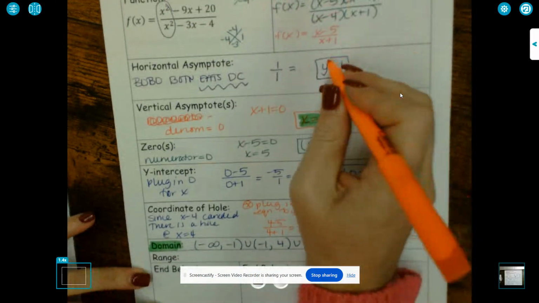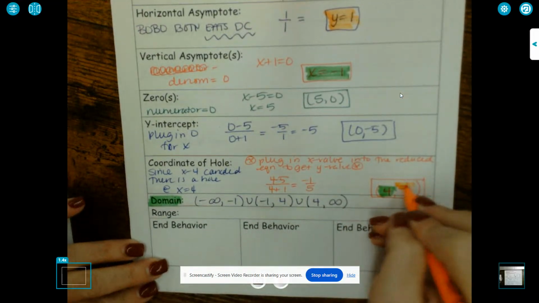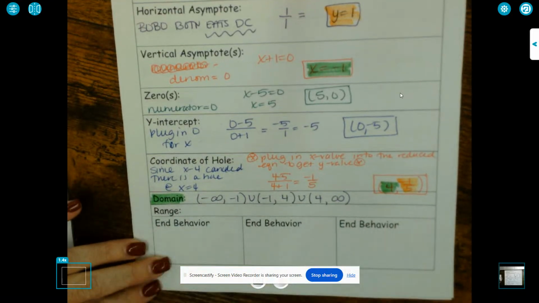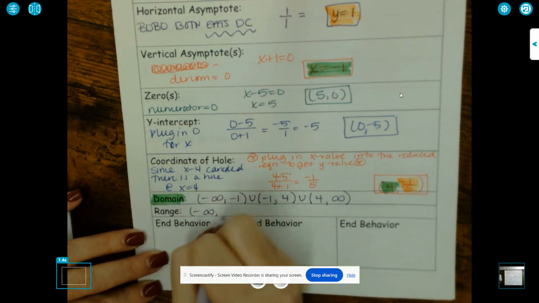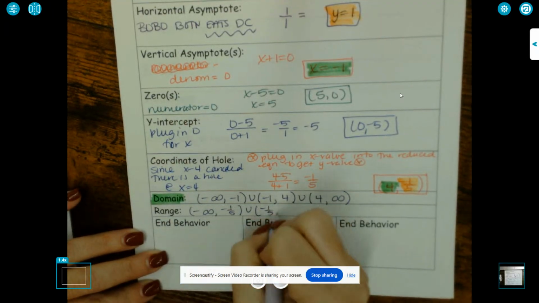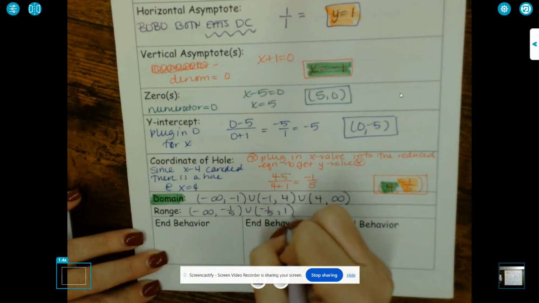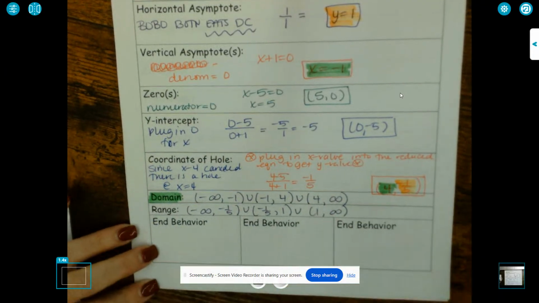Then for the range, we look at what our y values cannot be. We've got a horizontal asymptote, so we can't have y equals 1. And the y value of the hole is negative 1/5, so that's what we cannot have there. So that's going to give me negative infinity up to negative 1/5, union, negative 1/5 up to 1, union, 1 to infinity. All right?